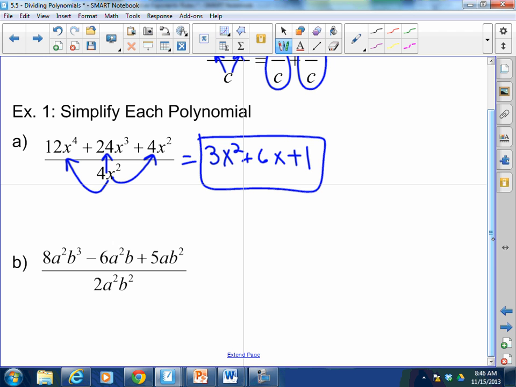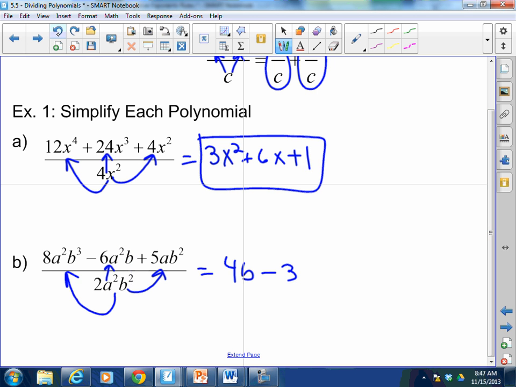Over. Pretty simple. For b, I'm going to divide 2a squared b squared into every single term in the numerator, giving me 8a squared b cubed divided by 2a squared b squared, which is 4b. Very good. Minus, what's good? 3 over b. Very good. Because here the a's would cancel, but here 1b cancels in the numerator, and you're left with 1b in the denominator. Very nicely done. I like that.